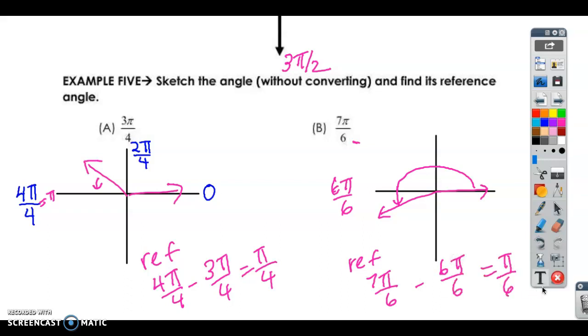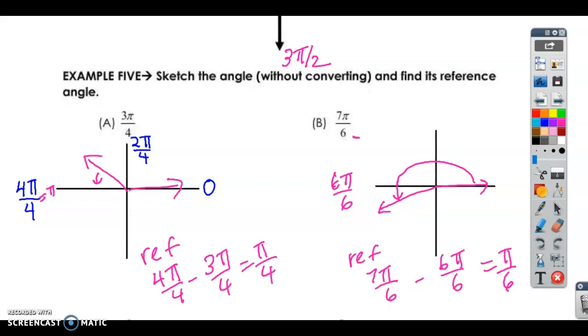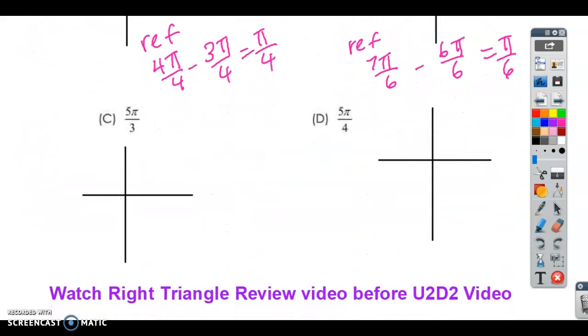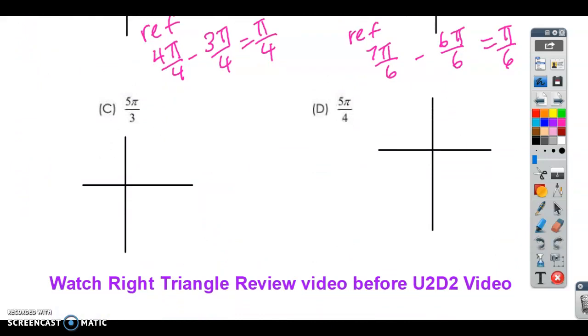You might have to watch this more than once. Some people have trouble with reference angles. It will not be difficult for you at the end of the year, but it's still totally new.